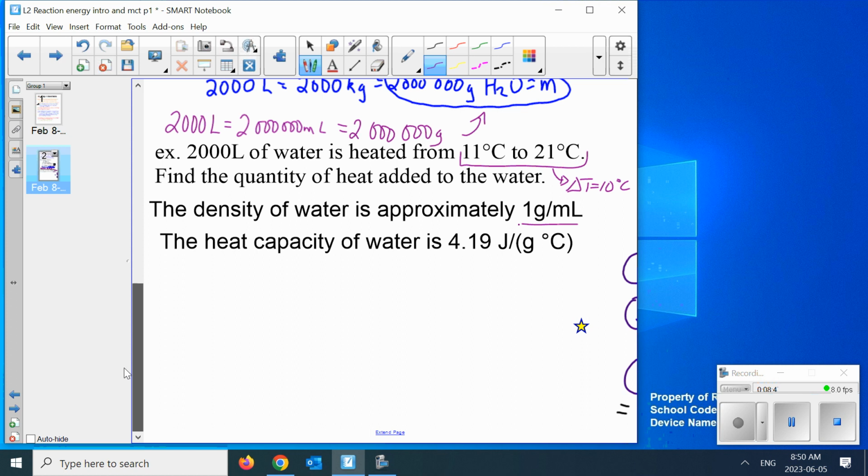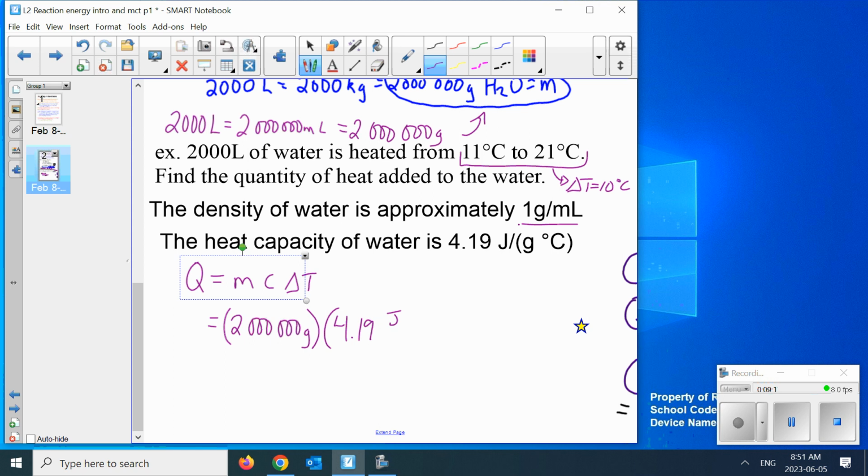This is fairly easy now. The energy, Q equals MC delta T, which is 2 million grams, C, 4.19, temperature is 10. That's pretty easy to do with math on the calculator. 2 times 4.19 times 10. 838 0 0 0 0 0. I'm going to write that down.